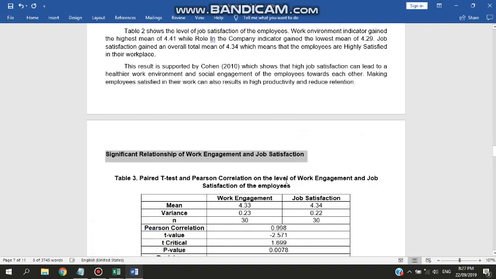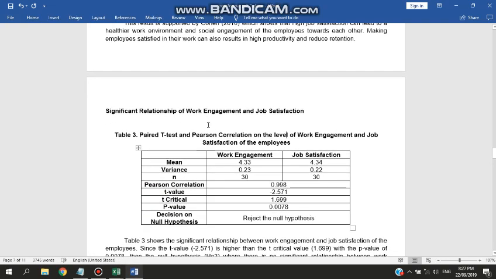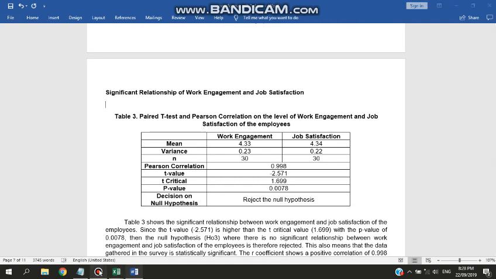So you have to have a mean for that one. For most research, they do include description of relationship between the two on this part, but for now, let's skip that part. Okay. So I have here the table for the paired t-test, hindi yung pinanda ko kanina lang, and Pearson correlation on the level of work engagement and job satisfaction of the employees.